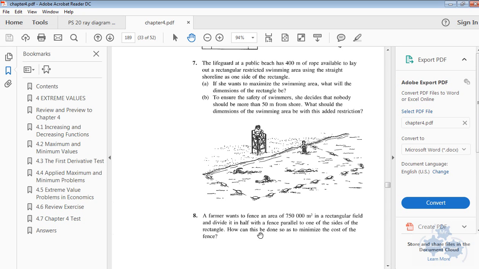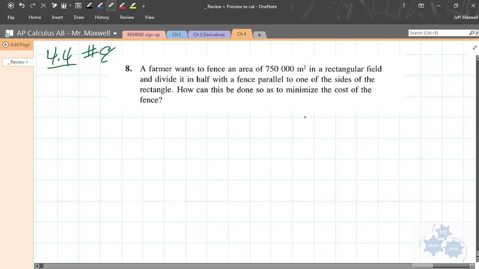Okay, so first thing we need to do is draw this. If we draw this, we have a rectangle, and sorry about the sloppy rectangle. But the farmer wants to divide it in half with another piece of fence. So here's about half. And the area of this is 750,000 square meters.